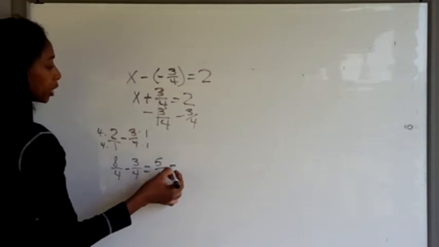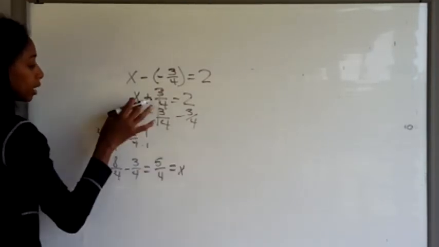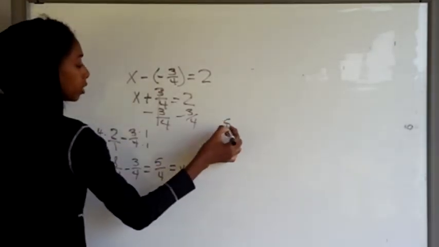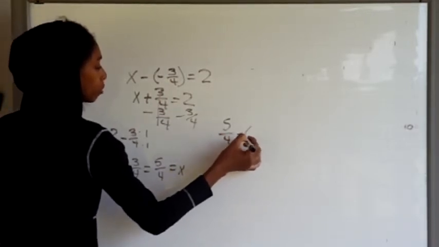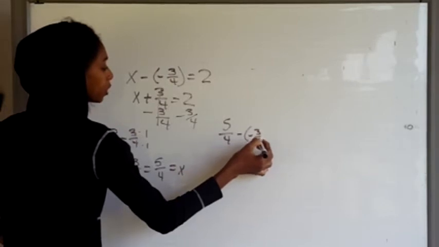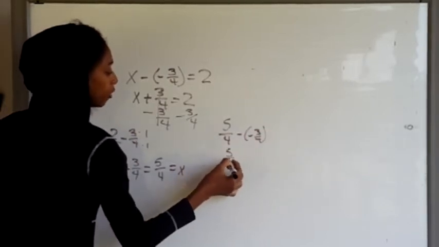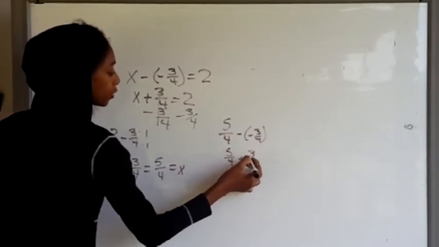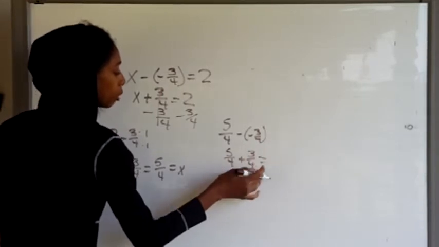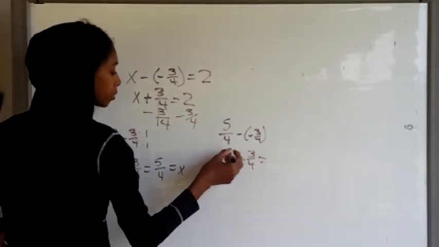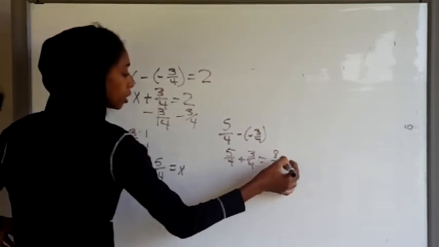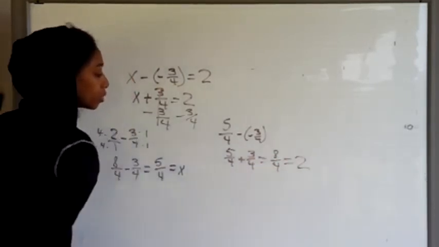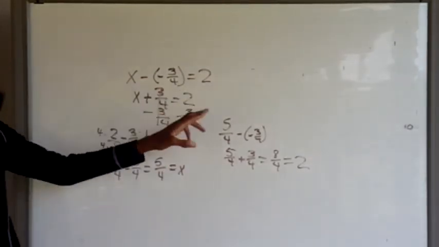So 5/4 equals x. We plug that into our equation, we get 5/4 minus negative 3/4, which is 5/4 plus 3/4. Denominators are already the same, so we add the numerators, which is 8/4, which is 2. So we got that answer when we plugged it in.